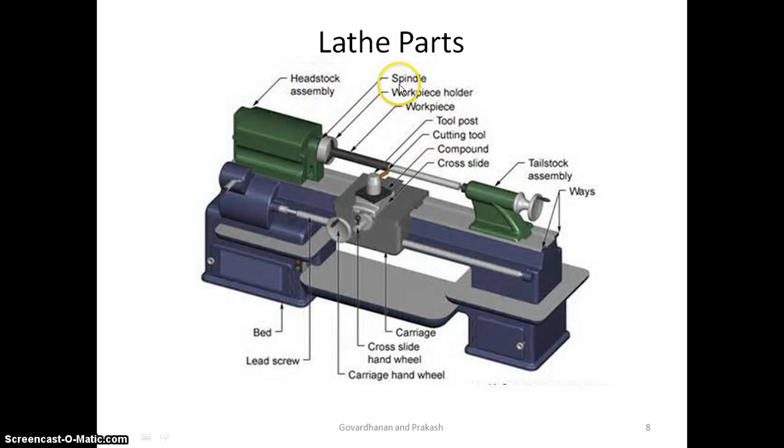Headstock contains spindle, work holder, workpiece. Carriage contains cross slide, compound rest, cutting tool, tool post. And bed contains guideways for the movement of tailstock as well as carriage. There is a feed mechanism called lead screw. Now let us see one by one.